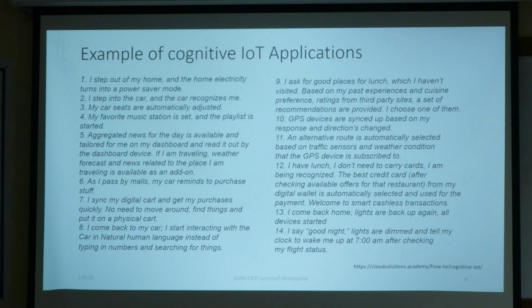I have lunch, I don't need to carry cards, I am being recognized. Then, after checking all available offers at the restaurant, the best credit card comes up, and I can choose to use it. So my digital wallet knows this automatically and uses the particular card that benefits me.